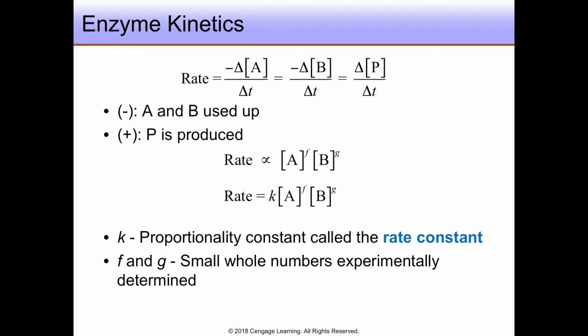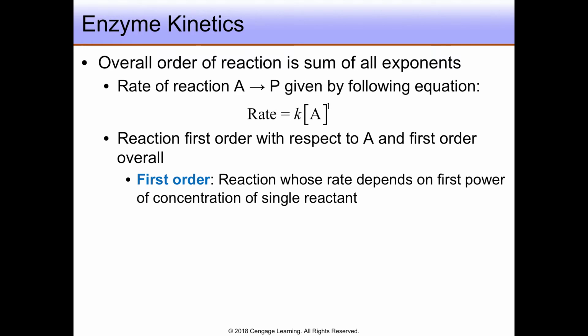These are typically whole integers and represent the number of these molecules that must interact over the course of the reaction. Most often, these values are equal to the coefficients of the balanced reaction. The overall order of the reaction is simply the sum of all the exponents. Consider the simplest reaction, where reactant A is converted to product P. Our rate expression includes the rate constant times the concentration of A to the first power.